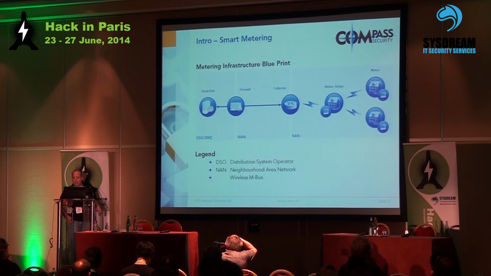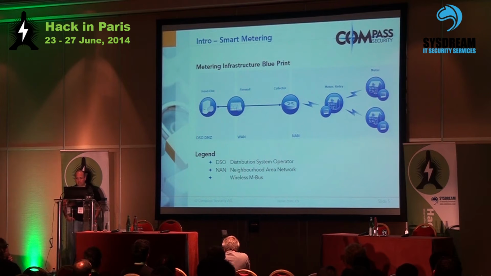In the middle part, in the WAN, the wide area network, we usually see TCP/IP or, let's say, custom-built power line protocols. What I will be speaking of is a wireless metering protocol. It's called wireless M-Bus. M-Bus stands for meter bus, and this is basically spoken at the household part, the neighborhood area network.